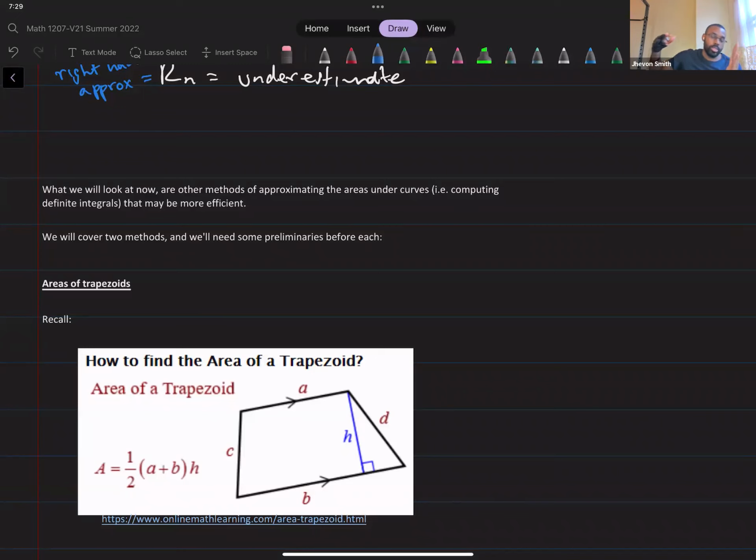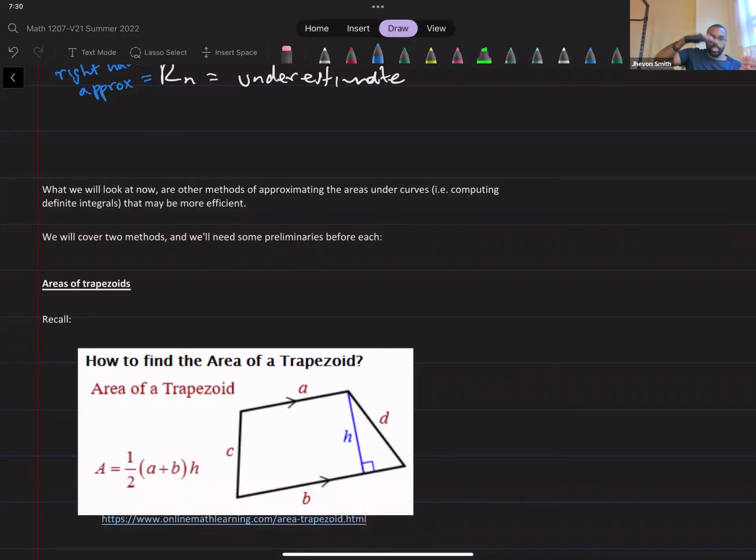But what you can do is find the area of this by just taking half the sum of the lengths of the 2 parallel sides times the distance between them. This is just the formula for the area of a trapezoid. I'm not going to derive that for you. I'm just going to tell you that that's what we're doing here. That's how we're going to look at this.